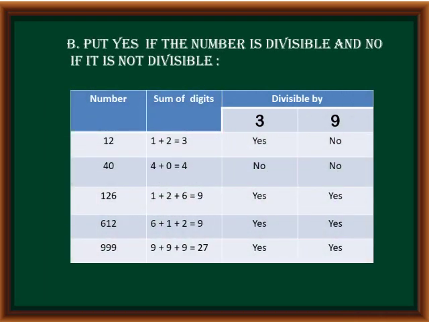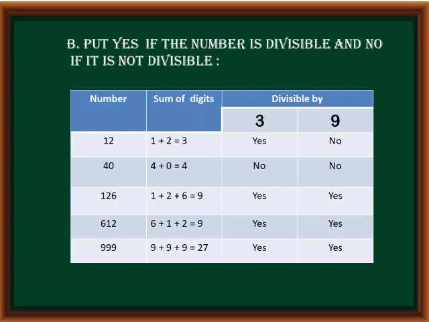Let us see an example for divisibility by 3 and 9. So take the sum 12. The sum of the digits is 1 plus 2 is equal to 3. So the number is divisible by 3 and it is not divisible by 9, as 3 is not a multiple of 9. The next sum, 40. When you add the digits you get 4. So 4 is not a multiple of 3 and 9. So it is not divisible by 3 and 9.